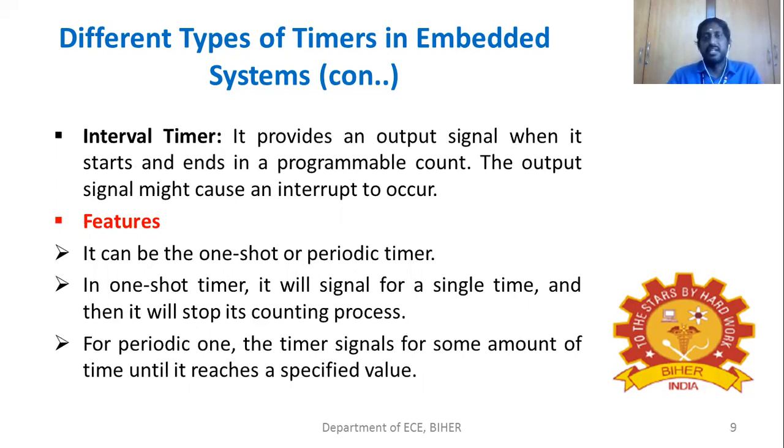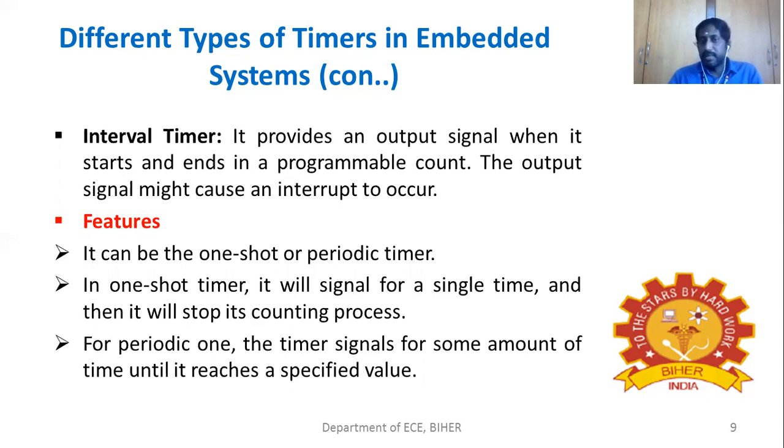The next one is the interval timer. The interval timer provides an output signal when it starts and ends in a programmable count. The output signal might cause an interrupt to occur. What are the features of this? It can be a one shot or a periodic timer. Similar to the previous case where we discussed periodic operation, it can be a one shot or periodic timer.